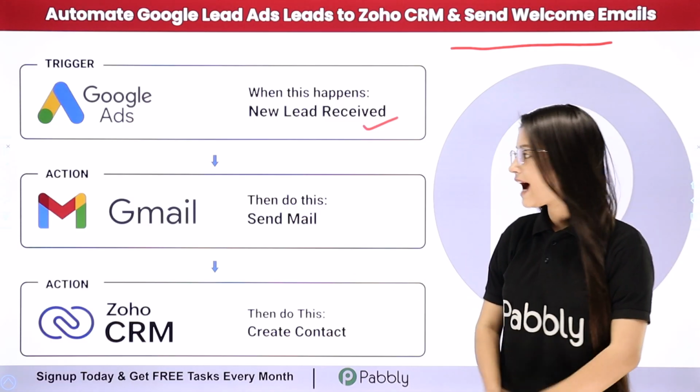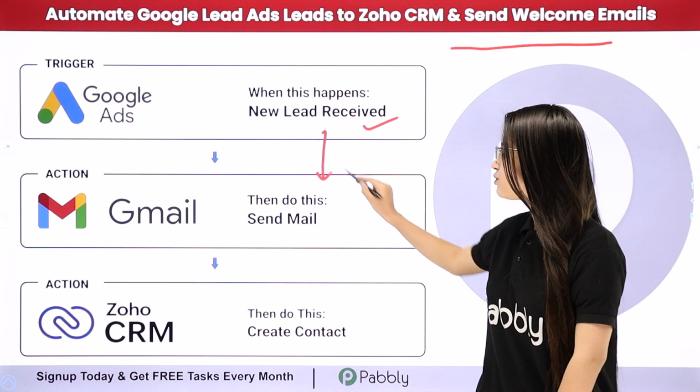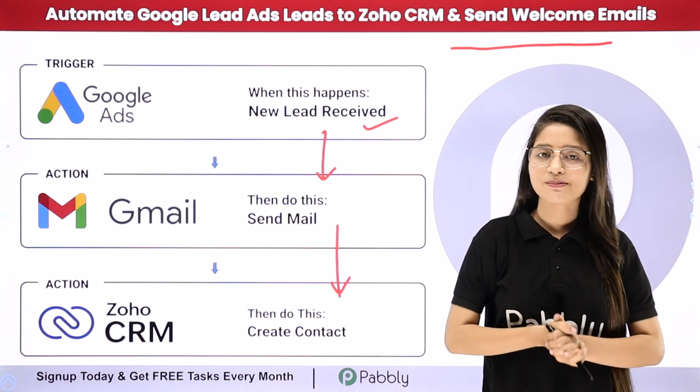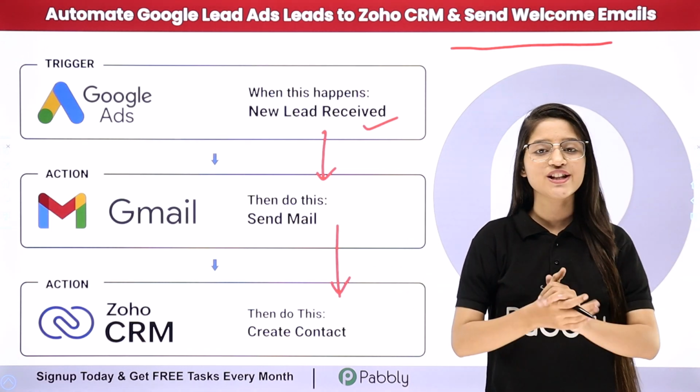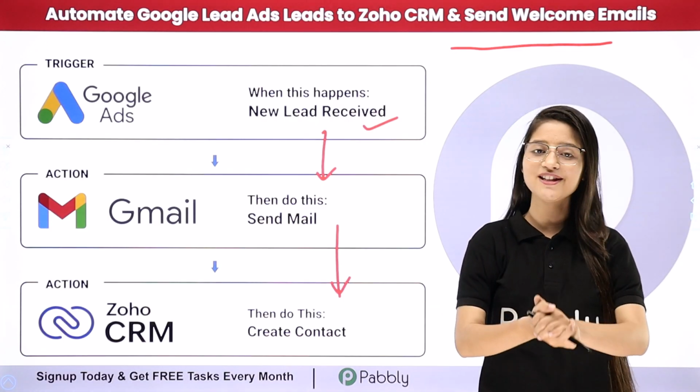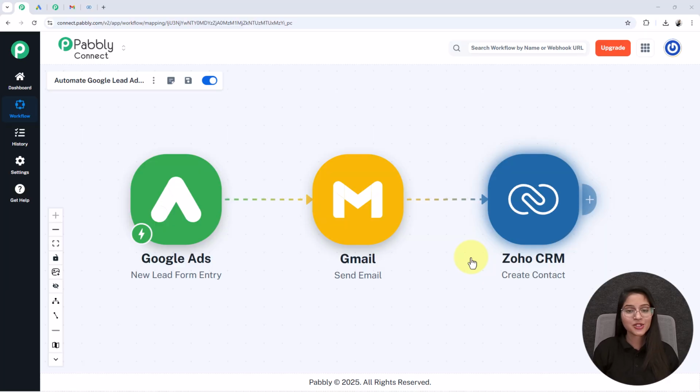So to do this, I will integrate my Google Ads to Gmail and Zoho CRM using an automation software named Pabbly Connect. So now to see the working of this amazing automation and learn the process step by step, let's go to my screen. Welcome to my screen everyone. So this right here is the automation that we will be creating in this video.